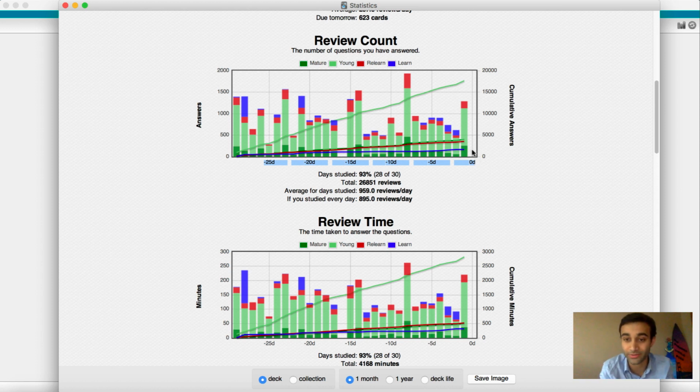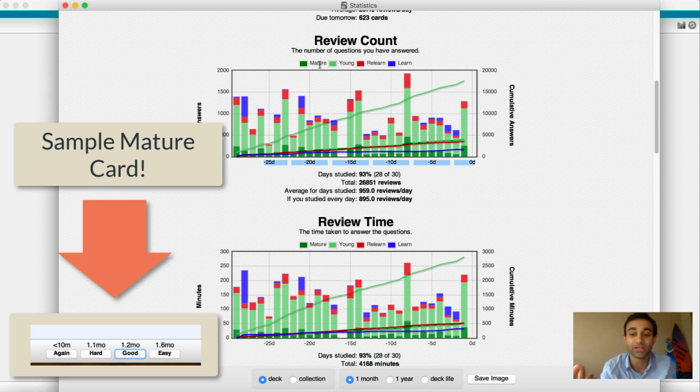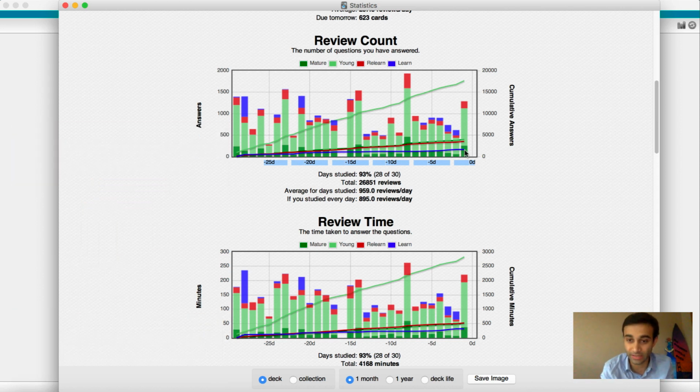Today I've done no cards, that's why you see nothing here. But let me first start by defining each of these. I already told you mature card. A mature card is a card that has an interval of greater than 21 days when you do the Anki card. So this right here shows me that this percent of my cards yesterday were mature cards.